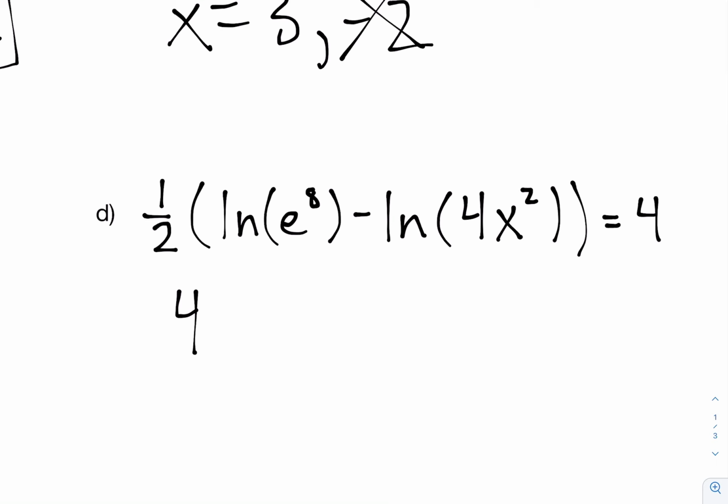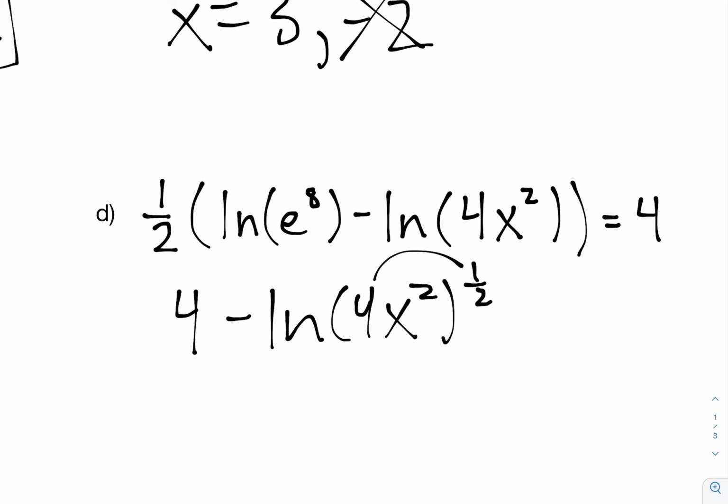And if we have this natural log here, remember, we're saying minus the natural log of 4x squared to the power of a half. Well, this half is distributing into both of these. 4 to the power of a half is just the square root of 4, which is 2, and then x squared square rooted is just going to give us x. So this is the natural log of 2x.